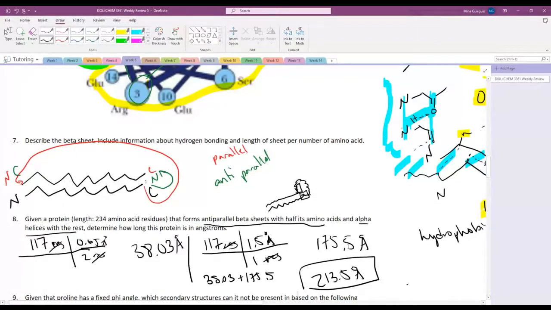So this involves both alpha helices and beta sheets, but all you have to do is break it down. How many residues are we dealing with? What conversion factor do I want to use? Okay, what does that end up giving me? That's the way that I always like to approach these.